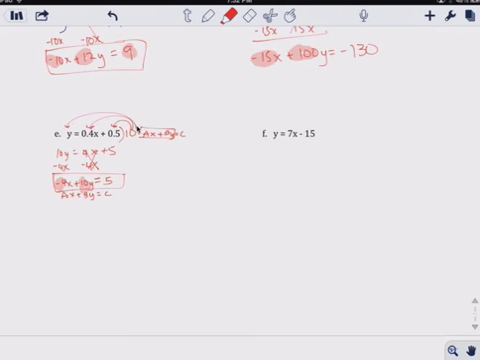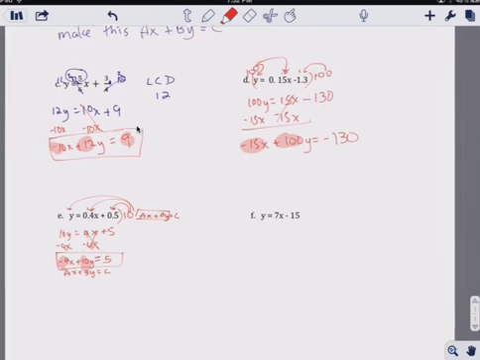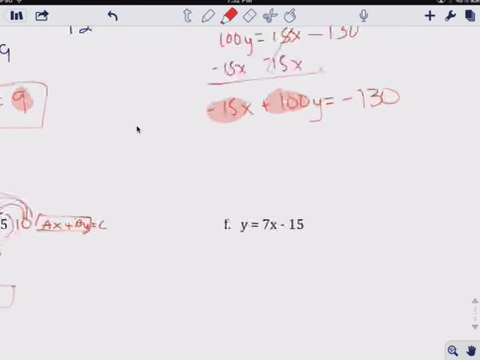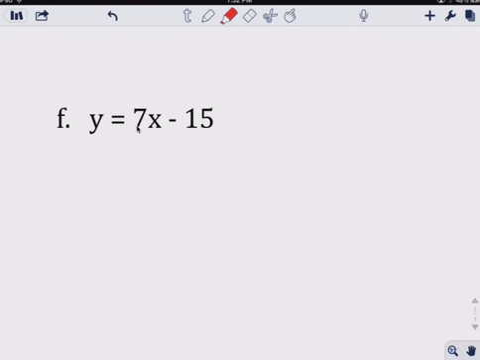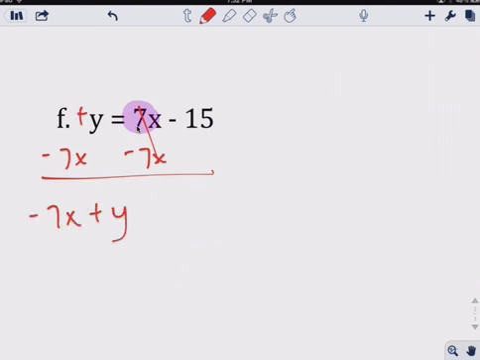Okay, one last problem. Oh, this is so easy. Okay, the x is in the wrong spot. I'm going to move it. Minus 7x, minus 7x. Negative 7x plus y equals 17.